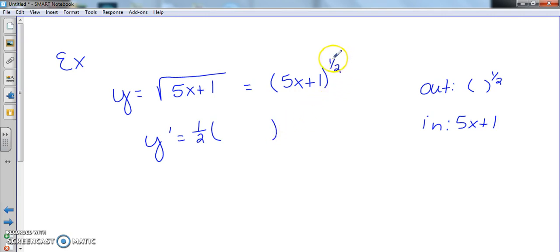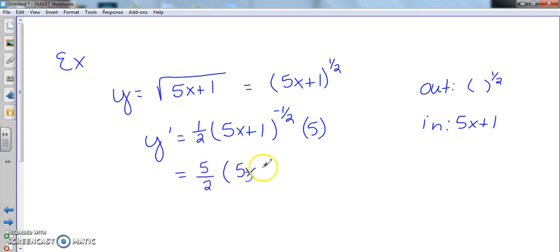And remember when we subtract fractions, it's 1 minus 2, so the answer is -1. Keep that denominator. Bring that inside down. And then multiply the derivative of the inside, which is 5. And again, if you want to clean it up, all we can do is multiply that 5 and that 1/2 together. So I get 5/2 parentheses 5x plus 1 to the -1/2. And that is it. That is the chain rule. That was example 2. Oopsies.